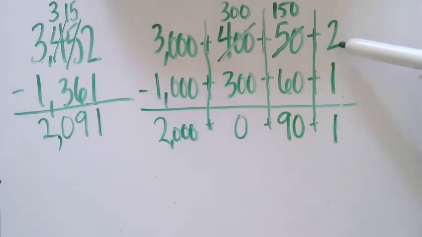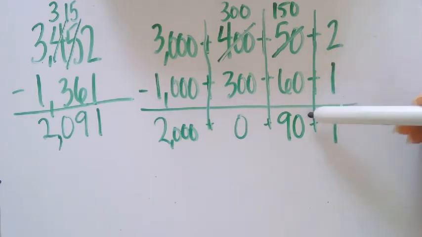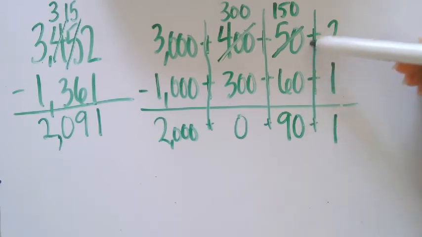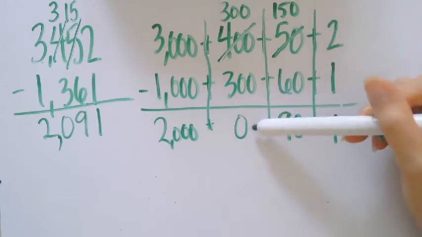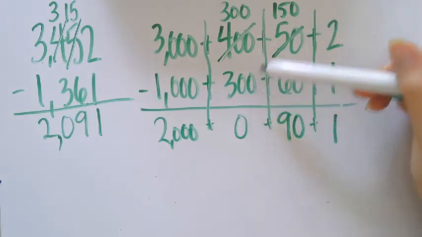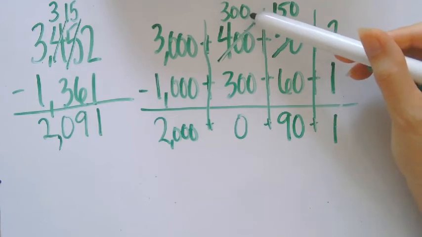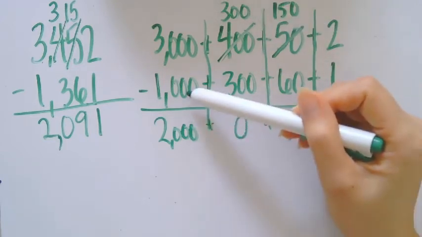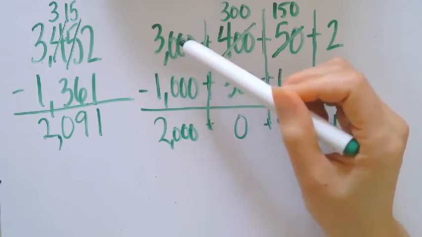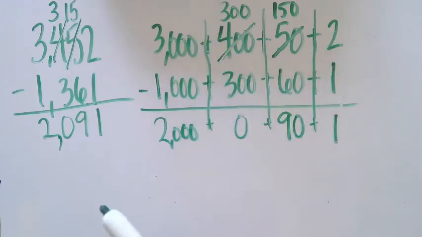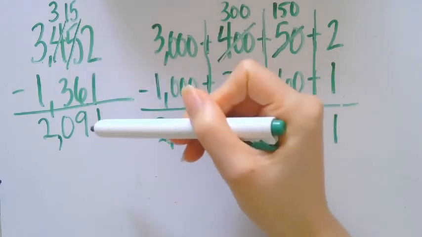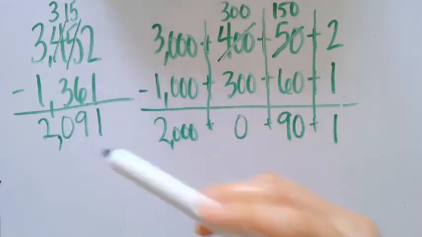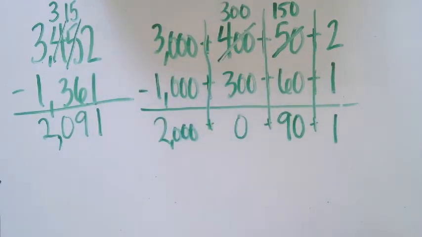1 plus 1 is 2. Sure. 90 plus 60 is 150. True. 0 plus 300 is 300. True. 2,000 plus 1,000 is 3,000. True. And as long as all those statements are true, then your answer is correct. Okay, doing the same thing here, add these two to get your topmost number, to get your very top number, and if that works, then your answer is correct and complete, okay?